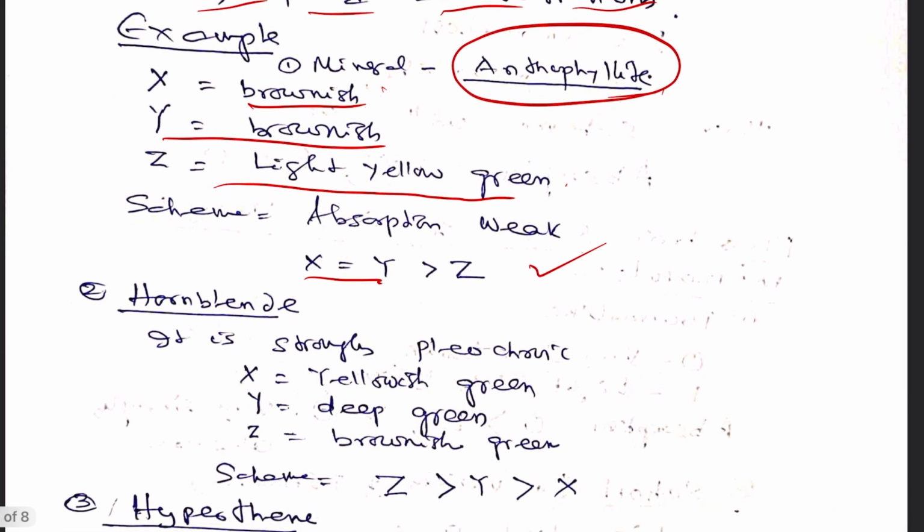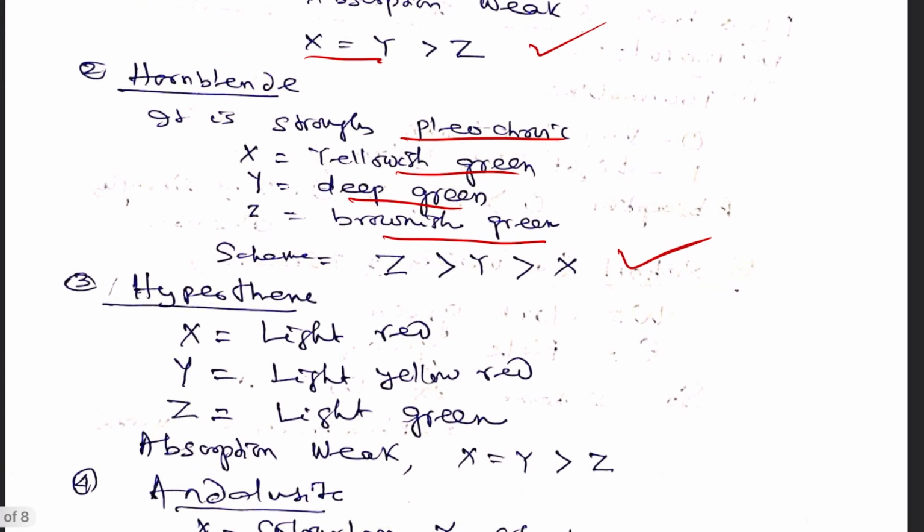In case of hornblende, it is found to be strongly pleochroic. X is yellowish green, Y is deep green, Z is brownish green. So this is the scheme. Hypersthene: X is light red, Y is light yellow red, Z is light green. So X is equal to Y greater than Z.